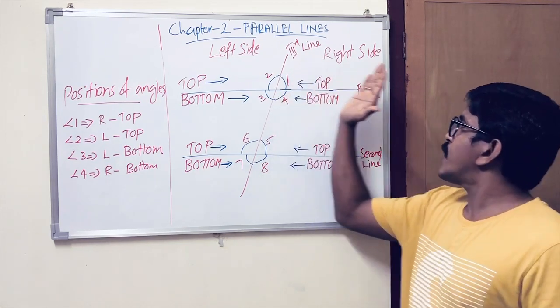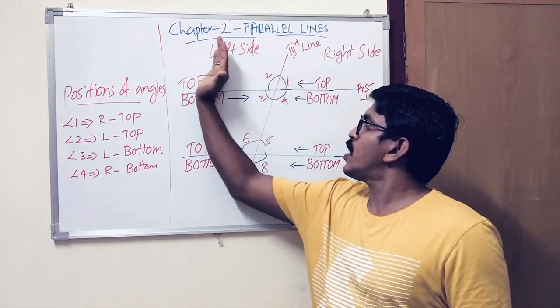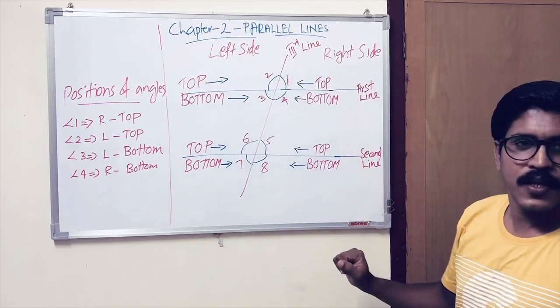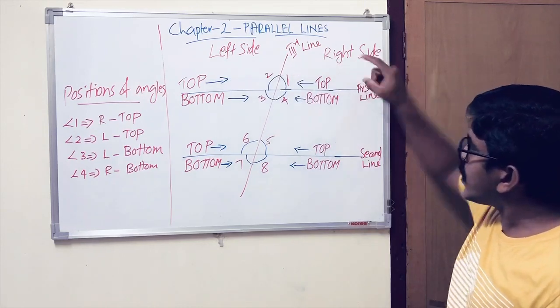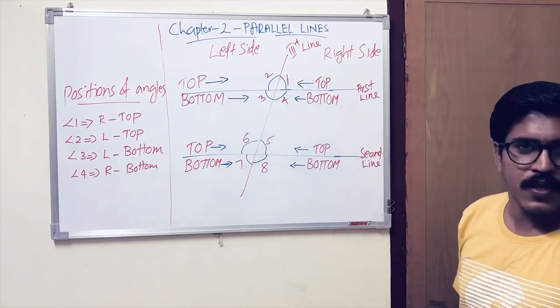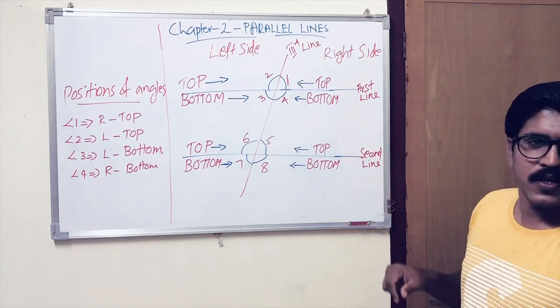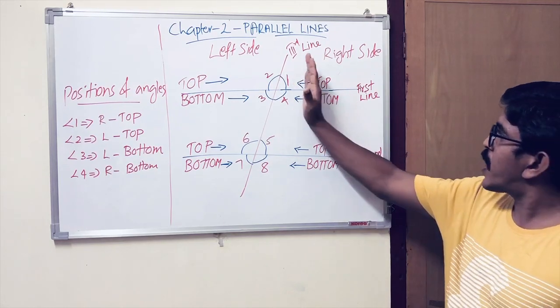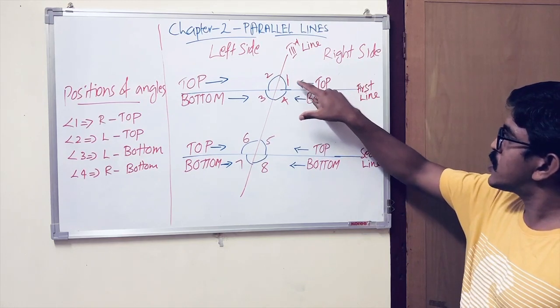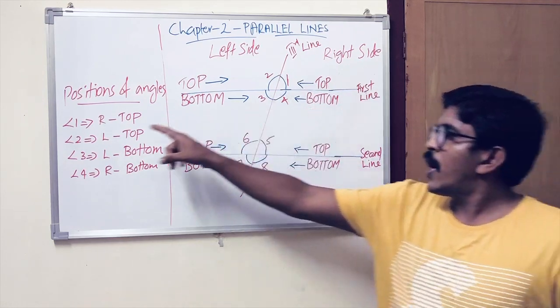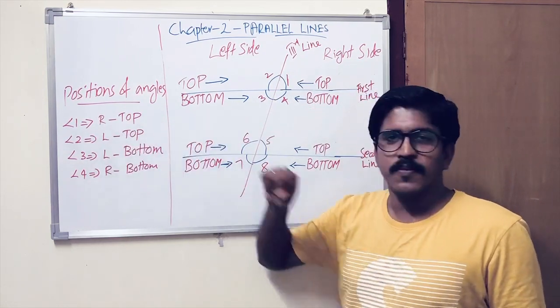Here this is the right side portion and here you can see the left side portion of the third line. And this is the top level and this is the bottom level. Okay, right now we can check the position of angle 1. Angle 1 is on the right side and also it is on the top level. So, angle 1 is right side top.